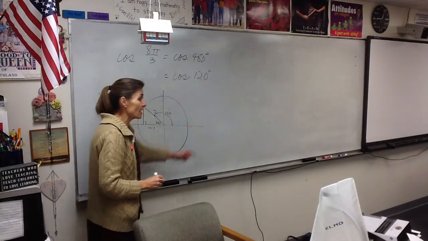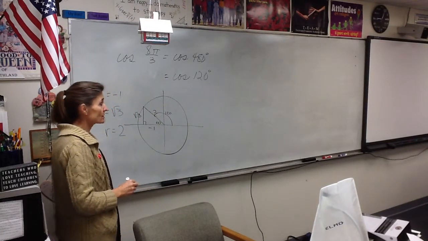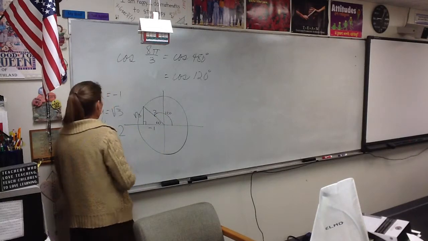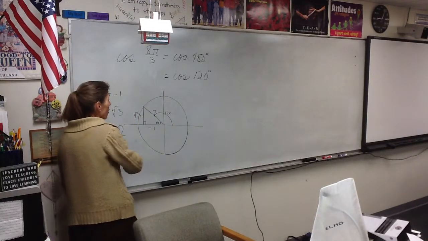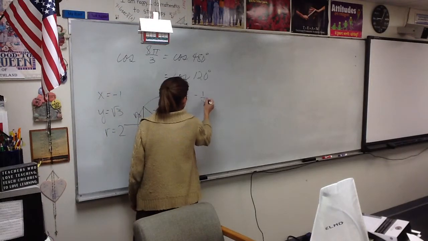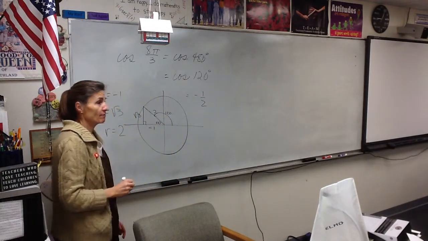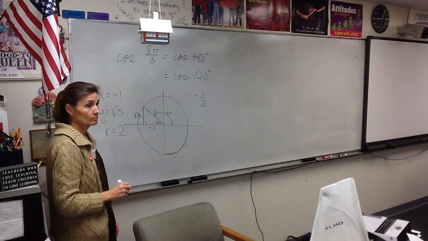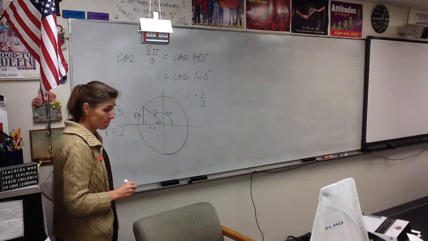Now, we want the cosine. Cosine is either adjacent over hypotenuse or x over r. Either way you do it, the answer is -1/2. Right? Anna? Can you do 8?